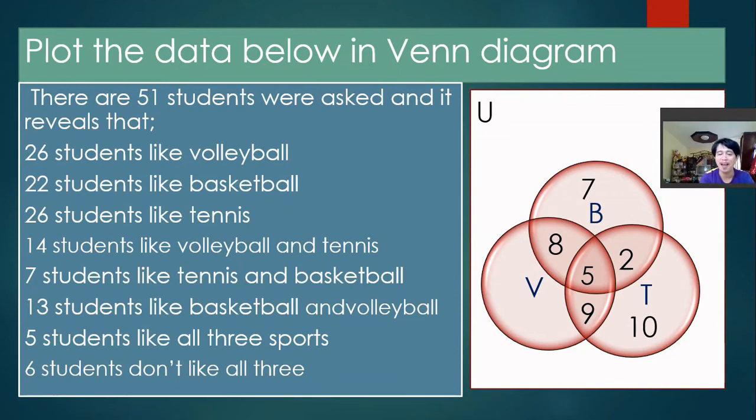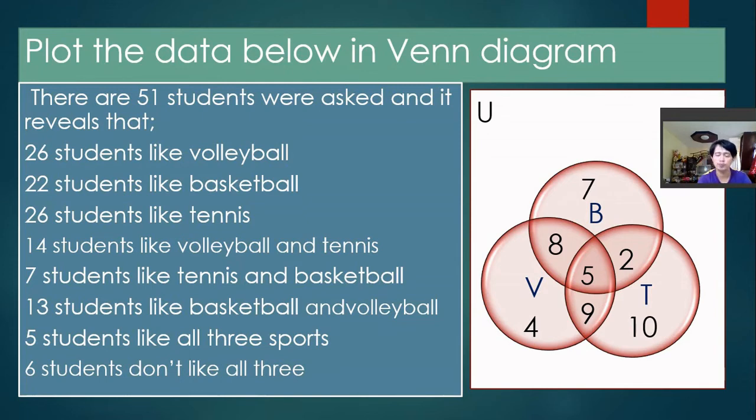Now let's solve for volleyball. 26 students like volleyball, and in the circle for volleyball there are numbers already. We have 8, 5, and 9. When we add up 8 and 5, that's 13. Plus 9, that's 22. And there are 26 students. So lacking 4.